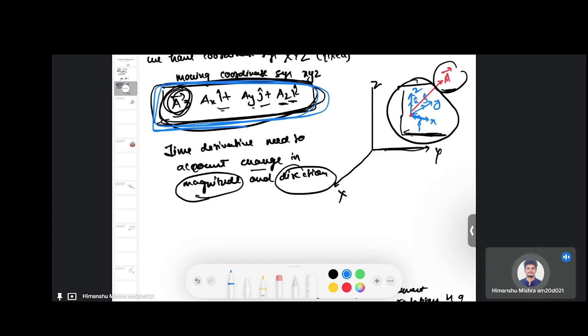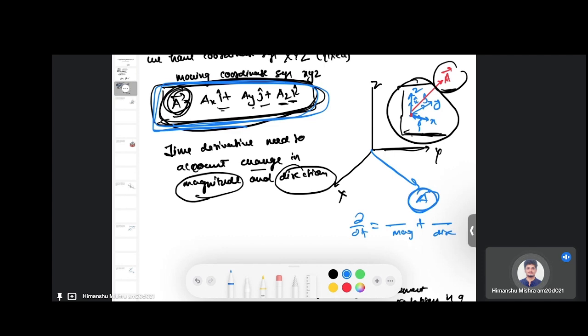For example, if I define the vector A with respect to the initial frame, then I need to account for the change in its magnitude and change in the direction. If I take the time derivative, it will contain two parts. First, the change in magnitude and second, the change in direction.